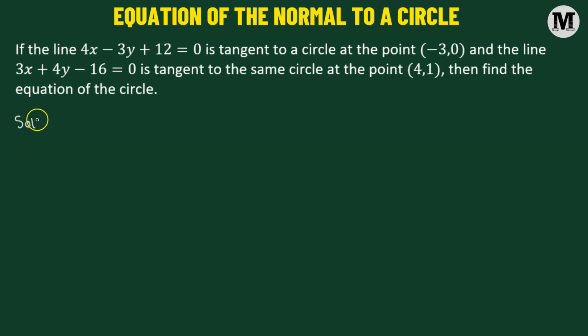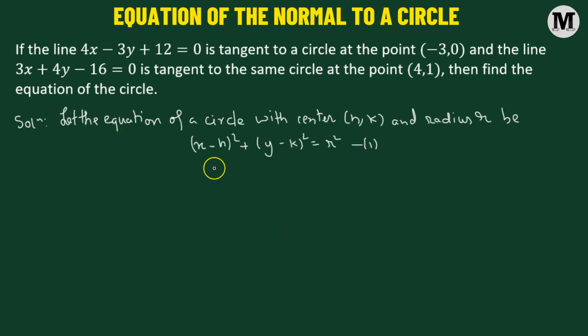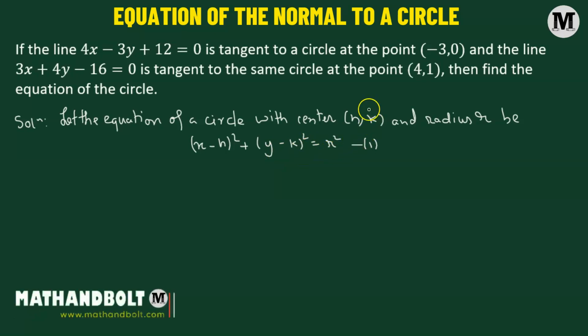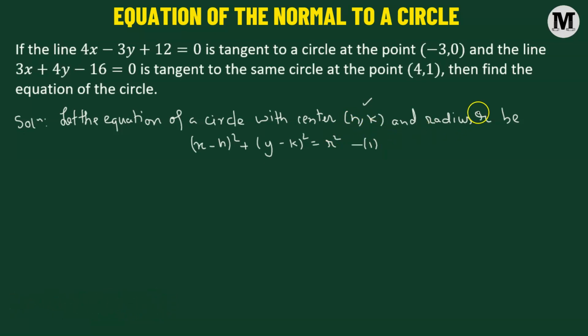So let us begin. To find the equation of a circle, we need the coordinates of its center as well as the radius of the circle. So we'll consider the standard equation of a circle: (x minus h) whole squared plus (y minus k) whole squared equals r squared. Our goal will be to determine the values of h and k, which will give us the coordinates of the center, and we'll also need the radius of the circle.